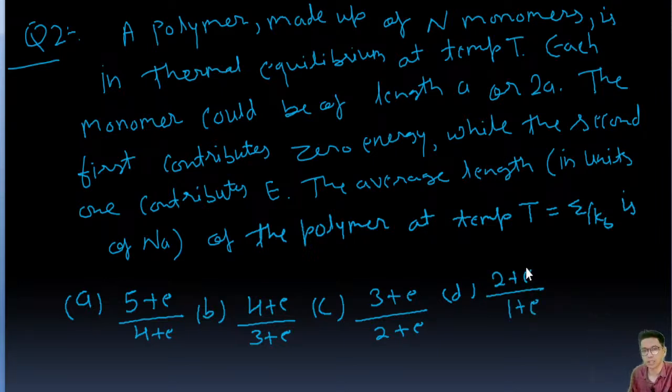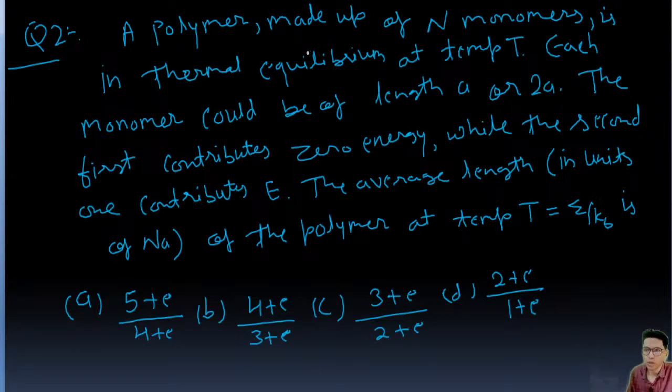Okay, so this is the question, guys. I'll explain the question. The question is: a polymer made up of n monomers. So there are n monomers which make a polymer, and the polymer is in thermal equilibrium at temperature T.